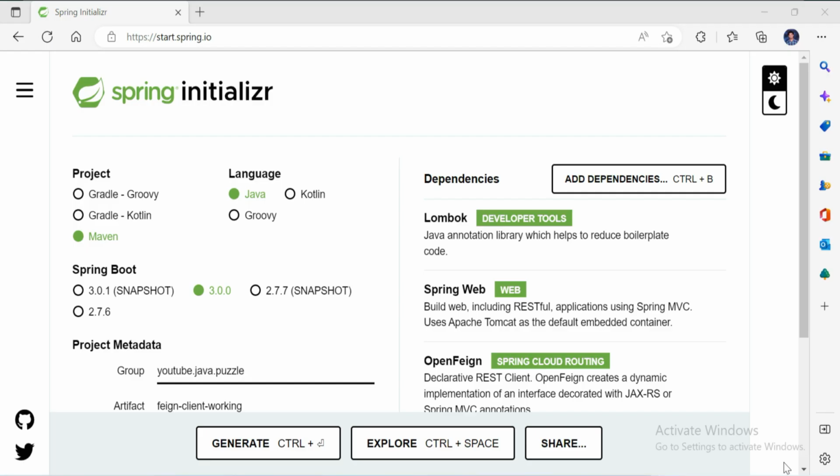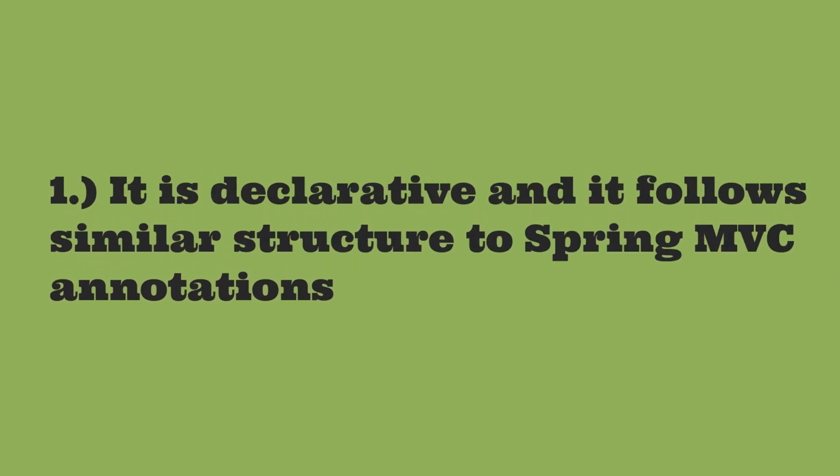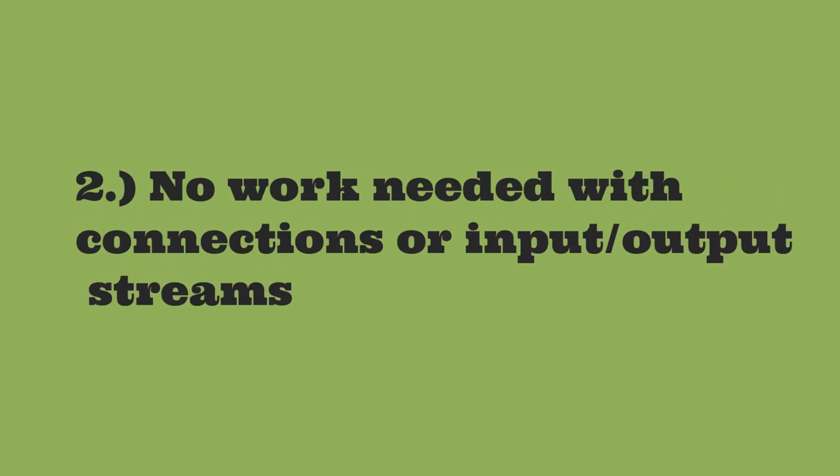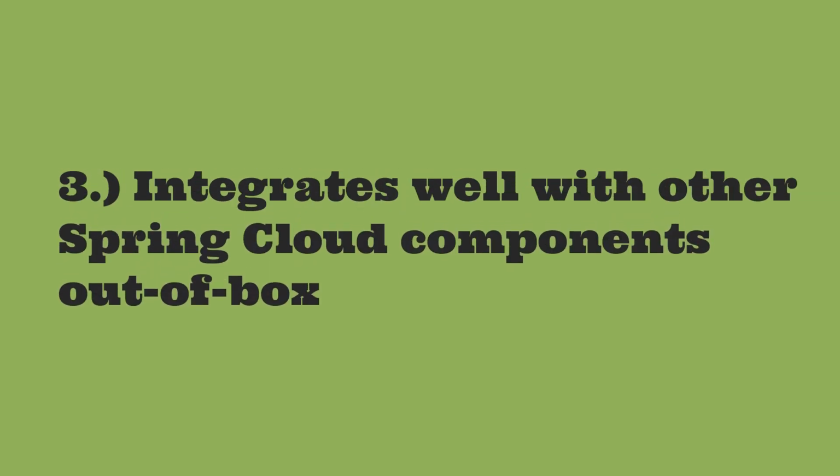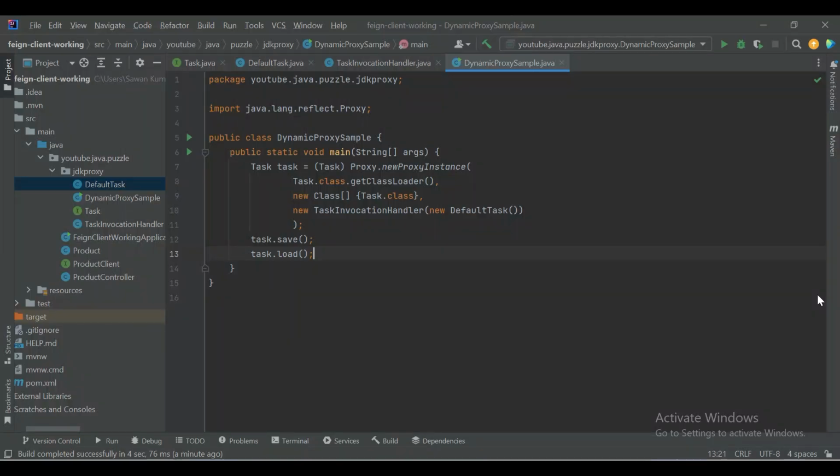So now back to the Feign client. Whenever I come across a requirement where I need to invoke APIs provided by another service, I have a tendency to use the Feign client instead of the REST template, because I find it very convenient. First, it is declarative and follows a similar structure to the Spring MVC annotations. Second, no work is needed with connections or input output streams. Third, it integrates well with the other Spring Cloud components out of the box. So here is the implementation.